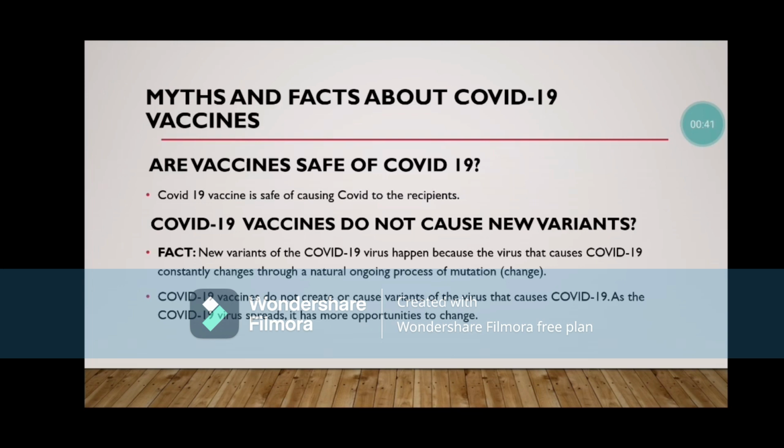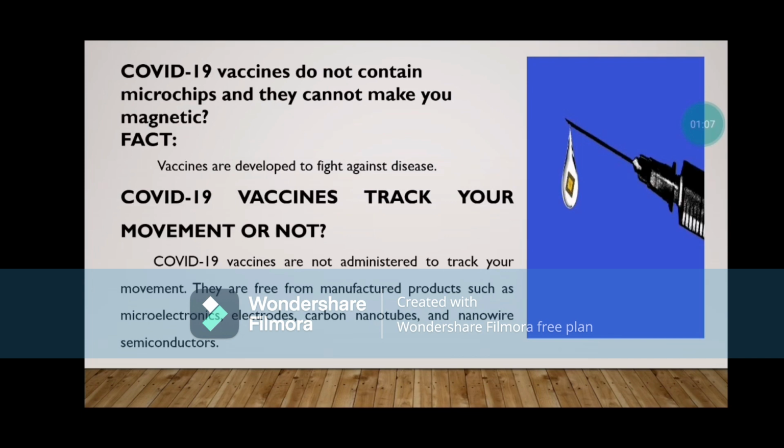Number 2. COVID 19 vaccines do not cause new variants. Fact. New variants of the COVID 19 virus happen because the virus that causes COVID 19 constantly changes through a natural ongoing process of mutation. COVID 19 vaccines do not create or cause variants of the virus that causes COVID 19. As the COVID 19 virus spreads, it has more opportunities to change. Number 3. COVID 19 vaccines do not contain microchips and they cannot make you magnetic. So basically, this was all related to chemistry and physics, and people started attributing it to COVID 19 vaccines. Vaccines are developed to fight against disease, they don't contain any sort of these things.